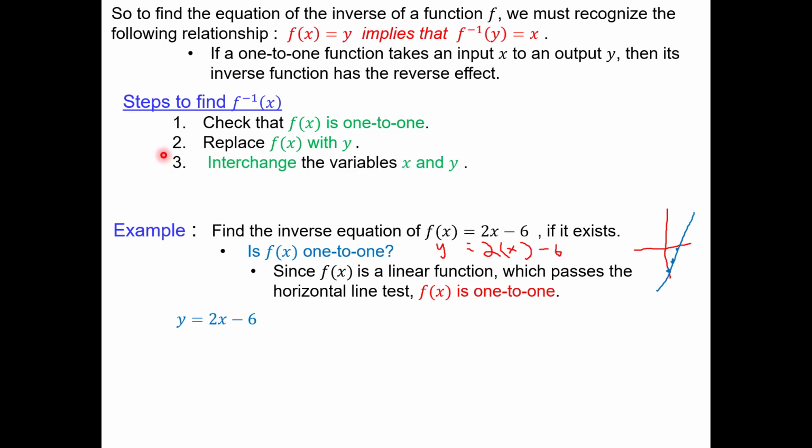Now here's the main step. This is where you remember that inverse means that you're switching, you're doing the opposite. So you're going to swap or interchange x and y. So in your function right here, switch x and y. So where there was a y, put x. Where there was an x, put y. All right.